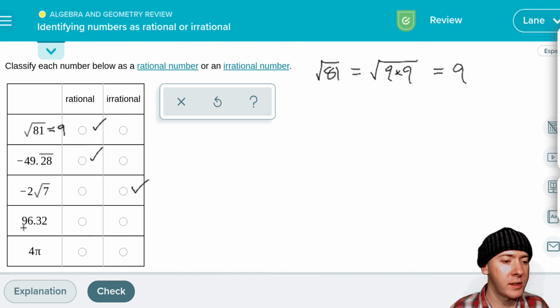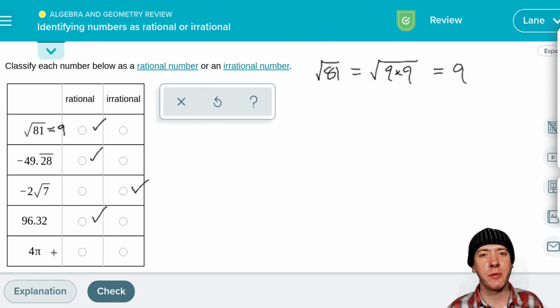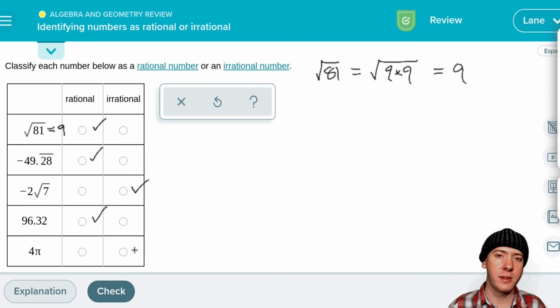In this next number here, we see a decimal. So this is going to be a rational number. And in the last one, we have a multiple of pi, and any multiple of pi is irrational. So I'll put in those answers real quick.